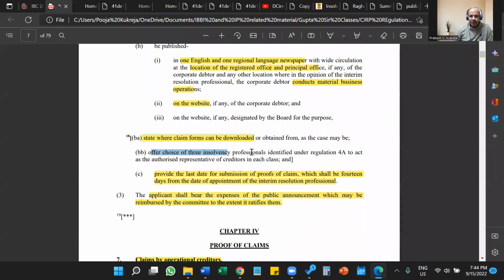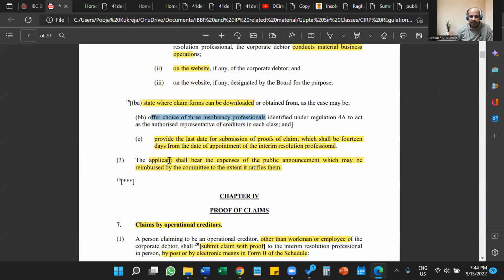Offer choice of 3 insolvency professionals, AR. I think we saw that. Provide the last date of submission of proof of claim, which shall be 14 days from the date of appointment of IRP. Now, this is important, right? It says 14 days from the date of appointment of IRP. So can anyone tell me what is the date of appointment of IRP? Anybody? You can put it in the chat box also.